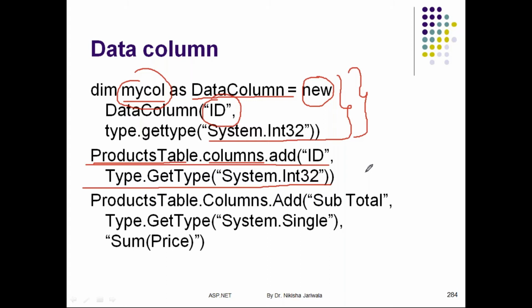But if I don't want to do it this way, then I can directly specify the name of the data table, that is the products table. I will use the Columns collection, and if I want to add something within the collection, I will use the Add method. Within the Add method I can specify the name of the column, that is ID, and after that I can specify the data type of the column, that is System.Int32.